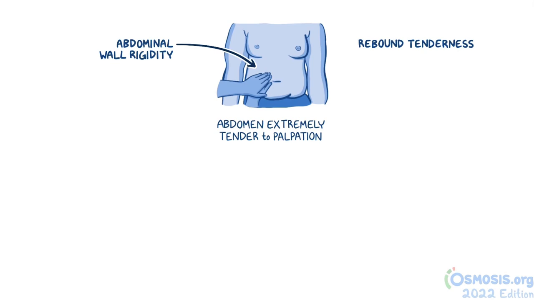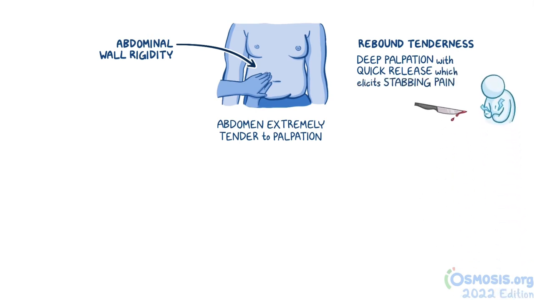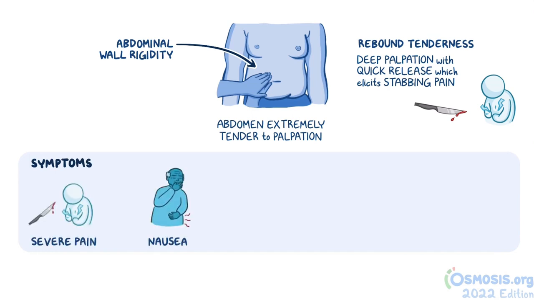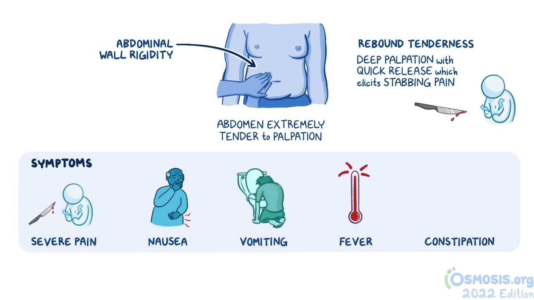Rebound tenderness is when you slowly perform deep palpation on the abdomen and then quickly remove your hand, which elicits a stabbing pain over the area of palpation, resulting in a rebound tenderness indicating peritonitis. Symptoms of peritonitis include severe abdominal pain, nausea, vomiting, fever, and constipation.